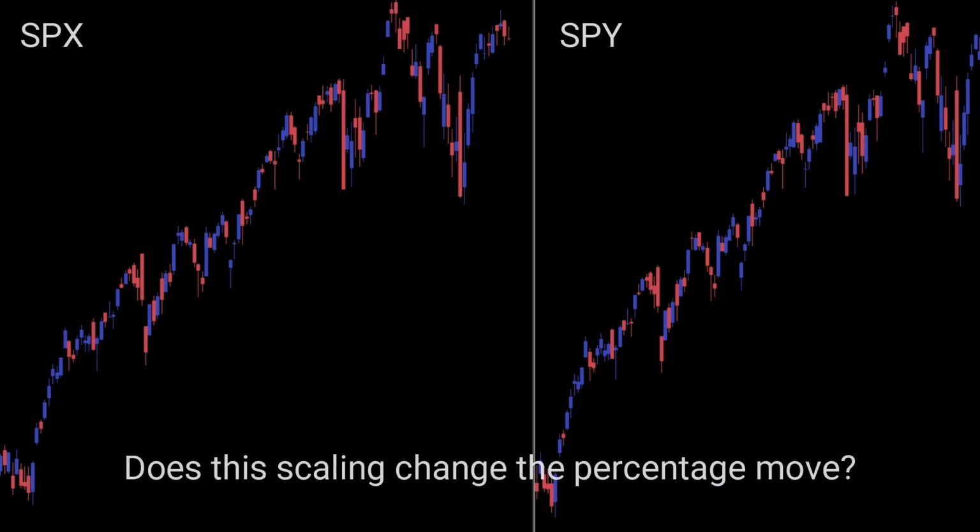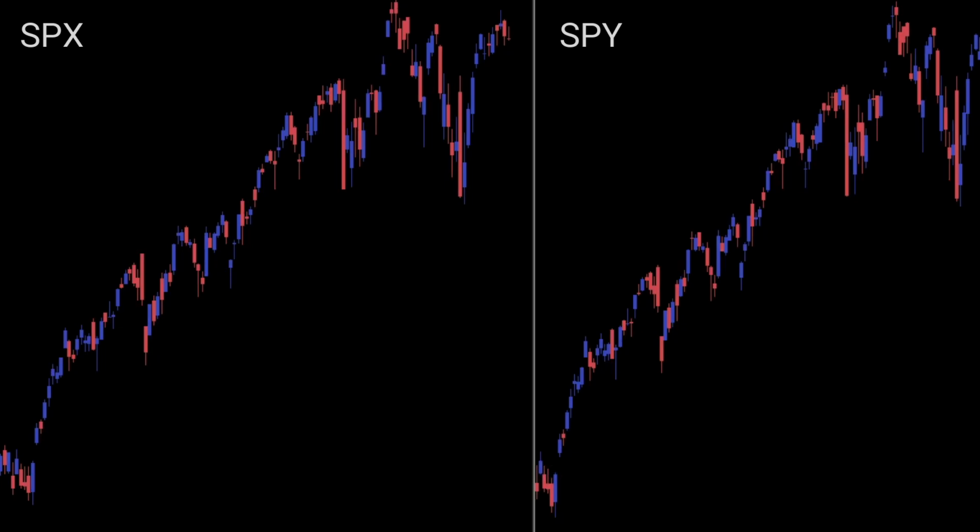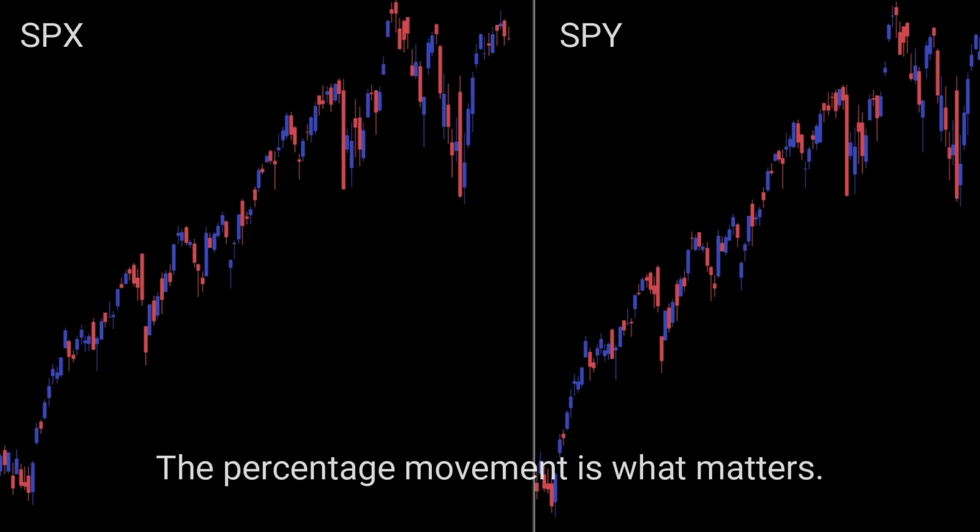Does the scaling change the percentage move? No. If SPX rises 1%, SPY also rises by 1%. If SPX falls by 0.8%, SPY also falls by 0.8%. Its absolute price is irrelevant. The percentage movement is what matters.